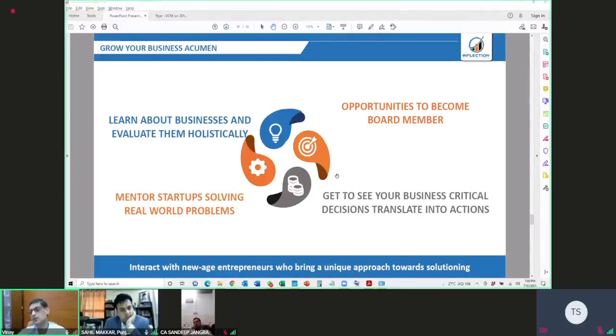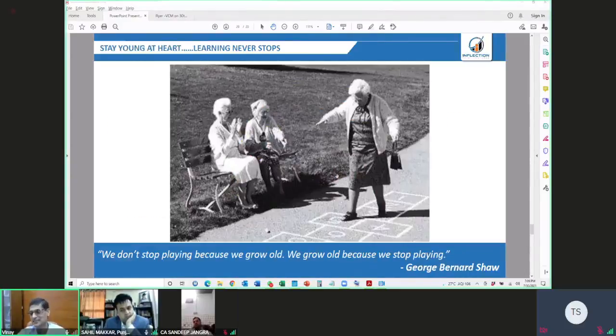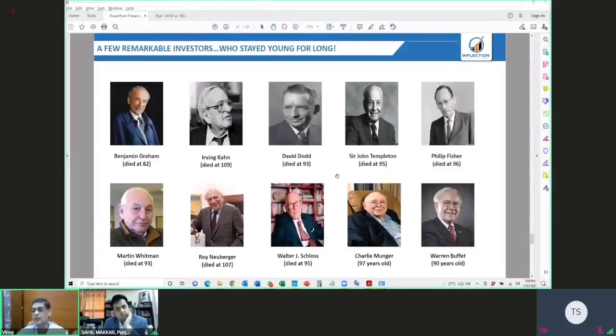And last but not the least, my most favorite one is startups can help you stay younger. Even if you are a 55-year-old or a 60-year-old chartered accountant in practice, by working with young people, you will stay younger. And you may say, Vinay, this is just a joke. I have a proof. And here is the proof in front of your eyes on the screen. All of these investors lived far longer than their peers.